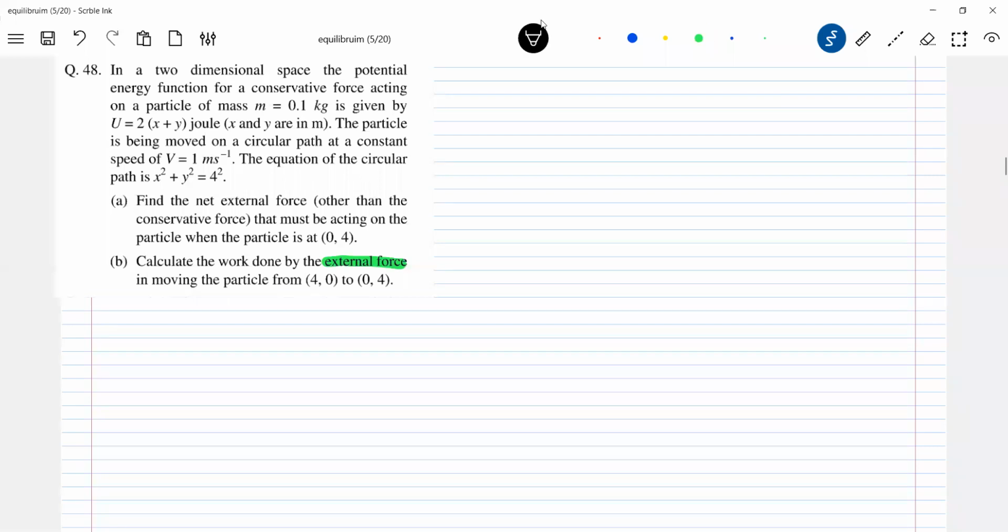Let's get into the problem. U is equal to 2x plus 2y. I'll differentiate with respect to x. I'll get a force of minus 2 Newton, you keep it. Then I'll differentiate with respect to y.